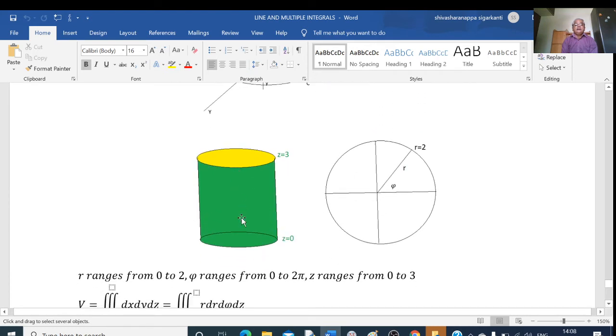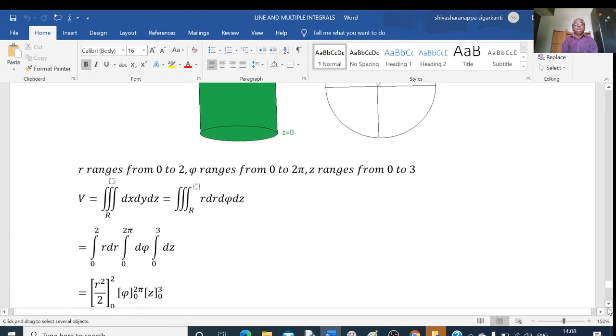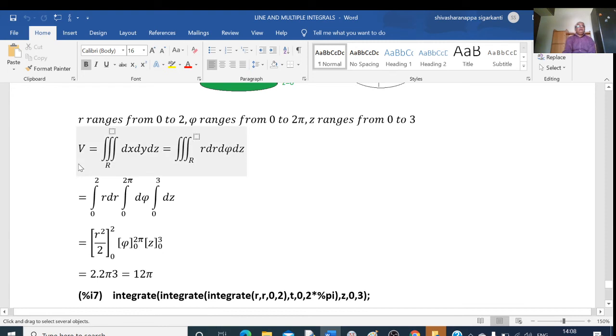So this is the cylinder. Z ranges from 0 to 3, and r ranges from 0 to 2. Phi ranges from 0 to 2 pi. Triple integral dx dy dz equal to triple integral. We have to replace this dx dy dz by r dr d phi dz. Substituting the limits here: r dr d phi dz.